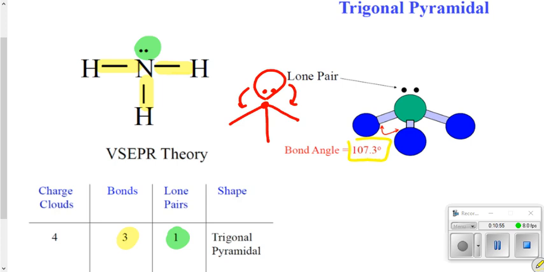From now on out, what we want to remember is that charge clouds will occupy a bigger area in space if they're in the form of a lone pair than they do if they're in the form of a bond. And that's because we're starting to push things closer and closer together.